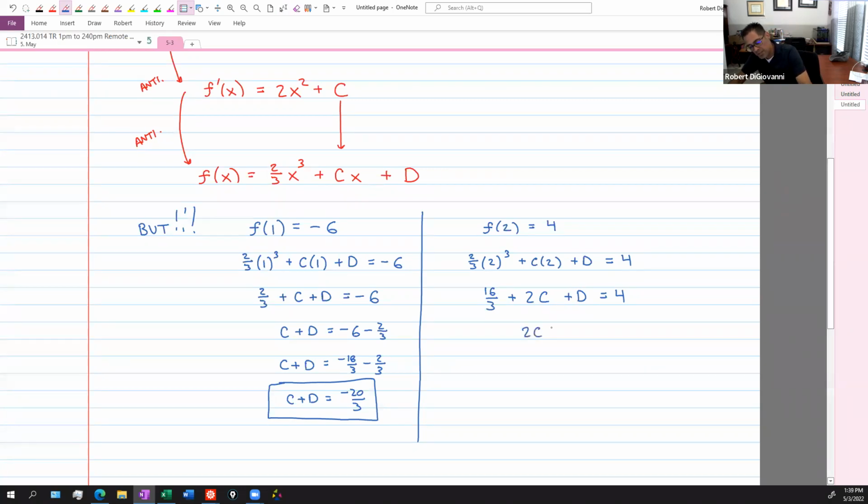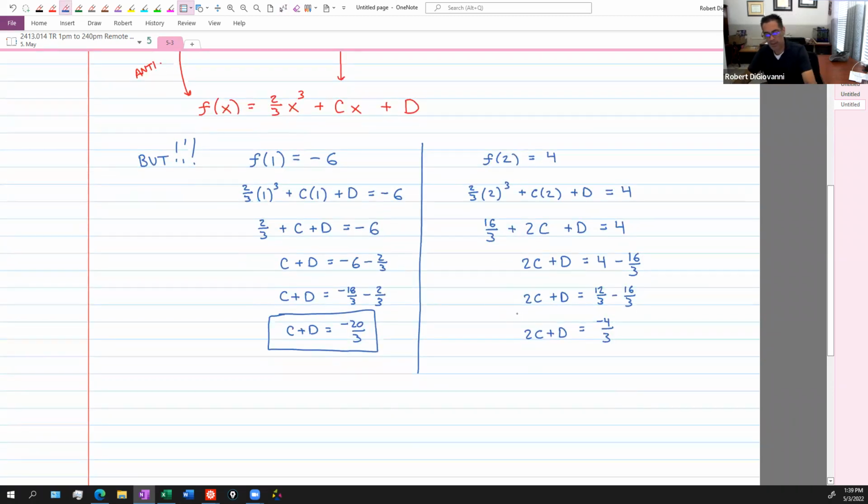So let's go. 2c plus d equals 4. Take away 16/3 because I'm just subtracting that on that side. 2c plus d equals, common denominator, 12/3 minus 16/3. So 2c plus d must equal -4/3. That is my second equation. 2 equations, 2 unknown variables. I have a system of equations.